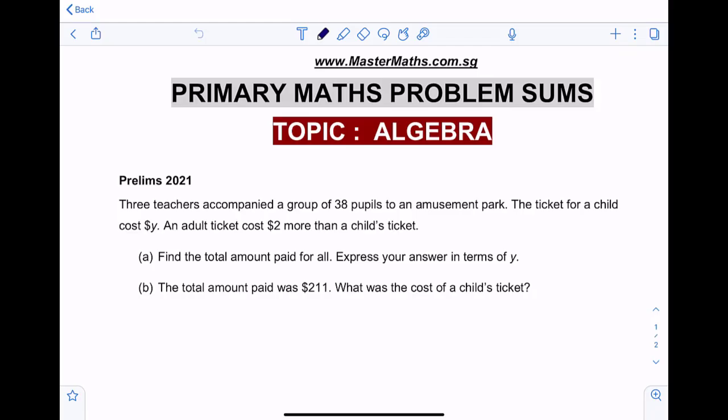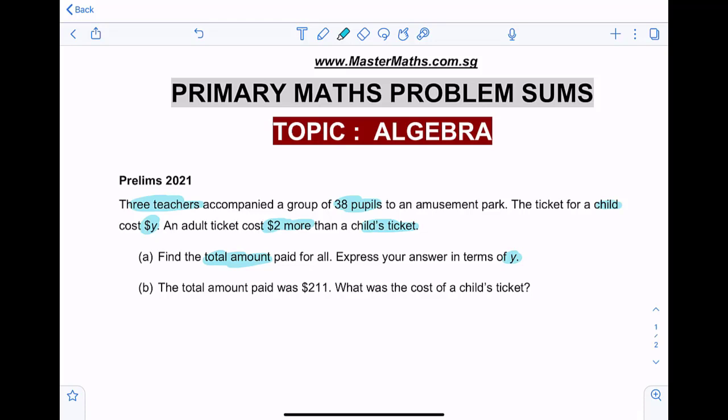Three teachers accompanied a group of 38 pupils to an amusement park. The ticket for a child costs $Y. An adult ticket costs $2 more than a child's ticket. Part A, find the total amount paid for all. Express your answer in terms of Y.